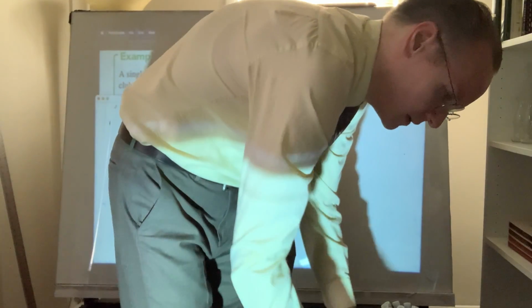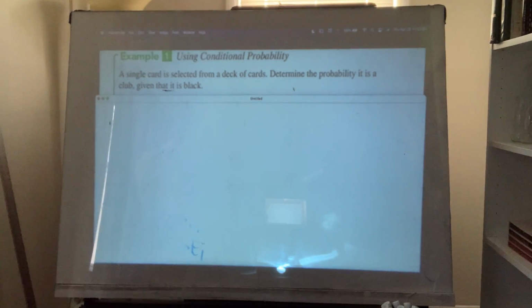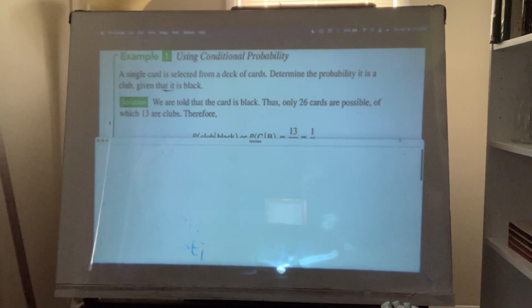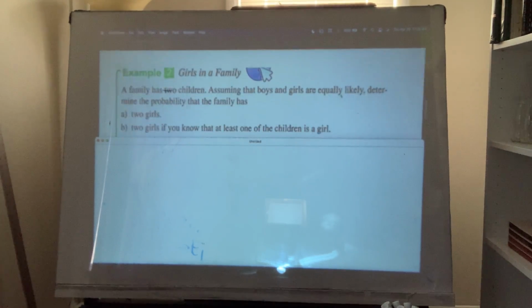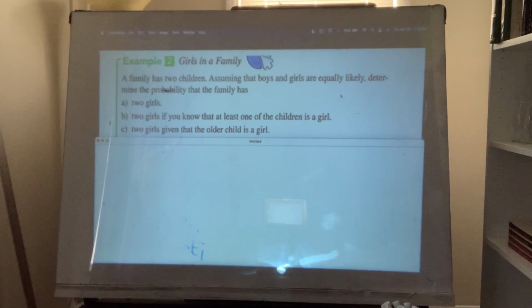Look at number 2. This is multi-part. There are three parts to this.